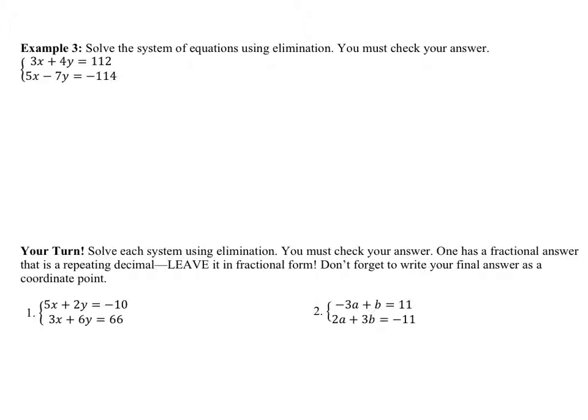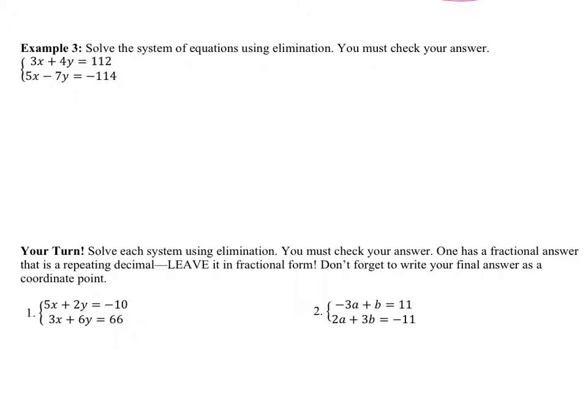And we write our final answer as a coordinate point, which is (5, -4.5). So that's where those two lines intersect. Okay, last example here, example 3, is a little different.